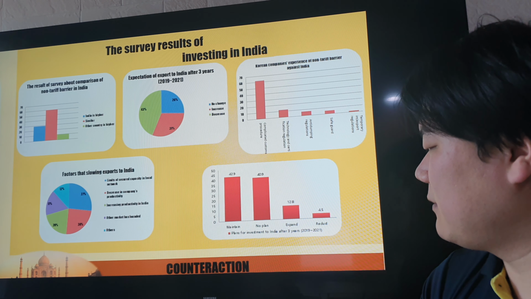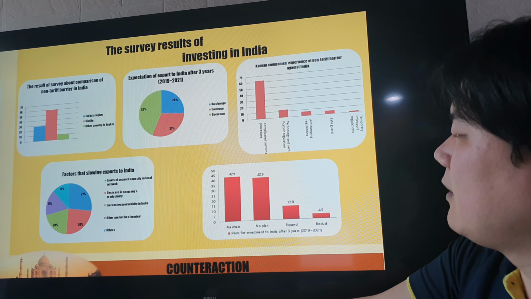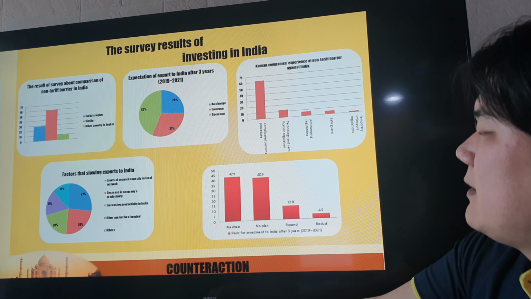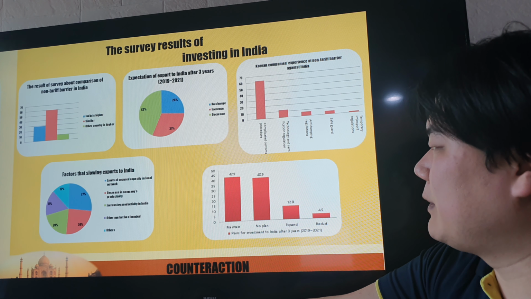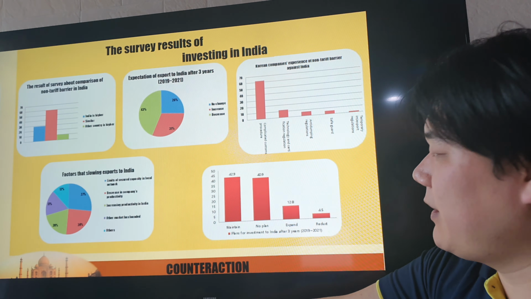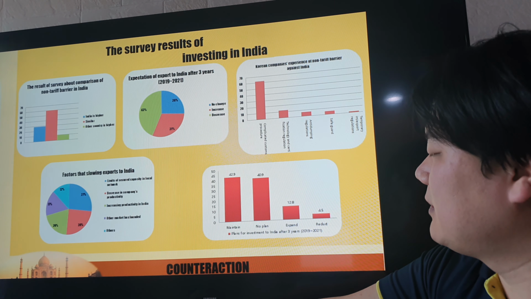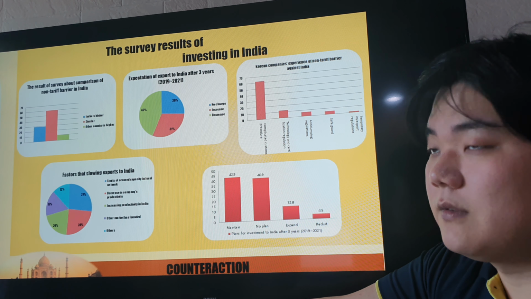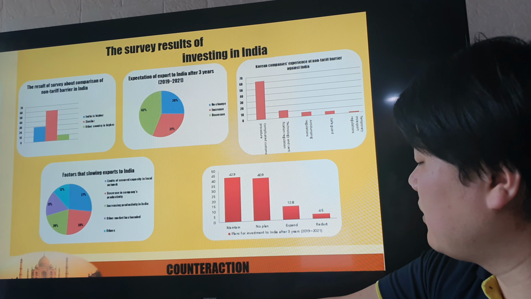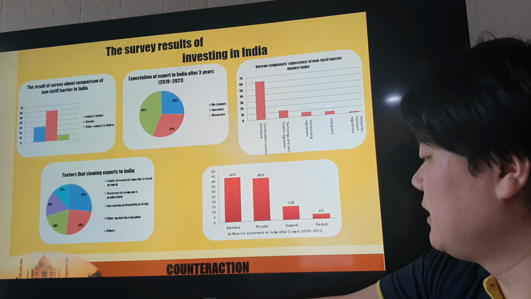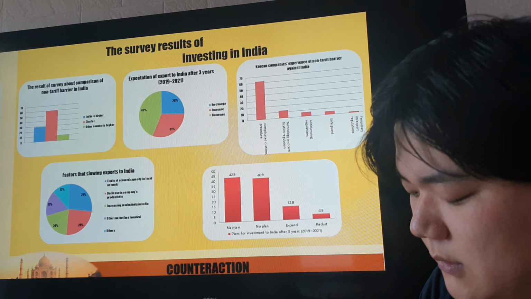So, the plans for investment in India after 3 years. There is a graph. About half, 42.9% of companies answered they will maintain, and 40.9% of companies answered there is no plan. Only about 16% of companies will expand or reduce it.